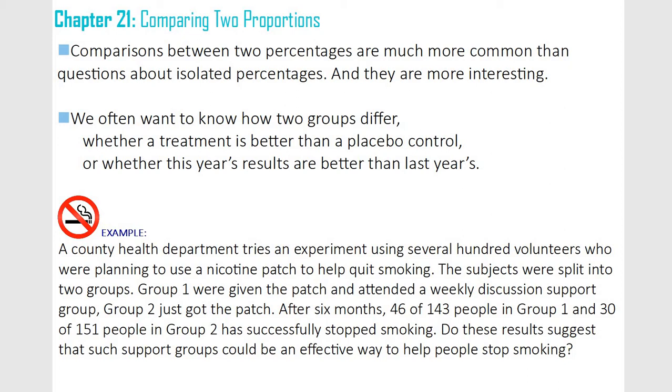Comparisons between two percentages are much more common than questions about isolated percentages, and they're a lot more interesting. They're often used to know how two groups differ, whether a treatment is better than a placebo, whether this year's results are better than last year's. Those are your typical types of questions. This is a common example of comparing two proportions. And so that's what we're going to learn today, is how to solve a problem like this.